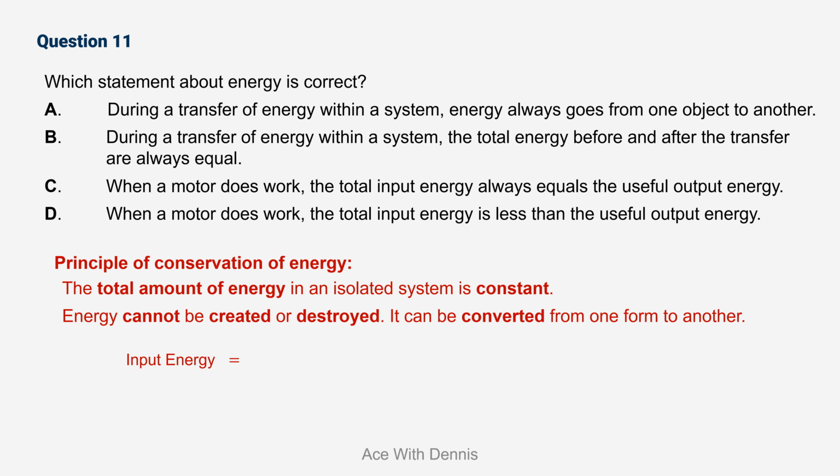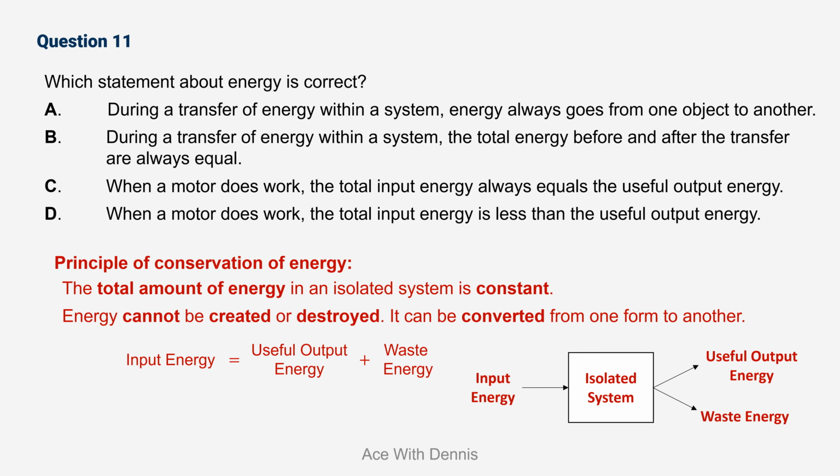So let's look at this diagram. We have input energy. It equals the useful output energy plus waste energy. So this diagram represents the equation. We have input energy going into the isolated system. You produce two products, which are useful output energy and waste energy. Alright, so based on the description from these four options, B will be correct.